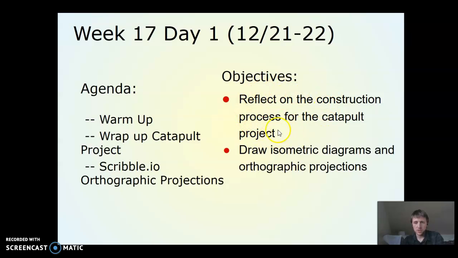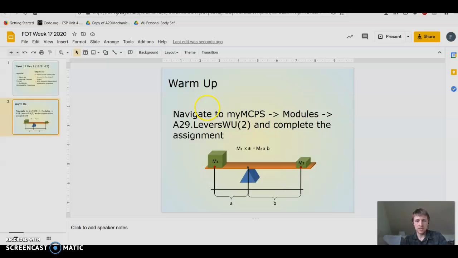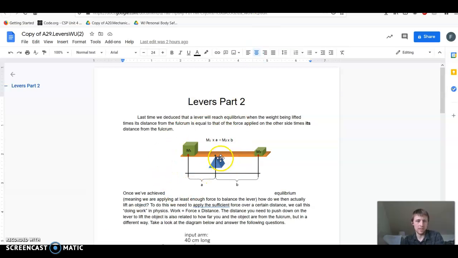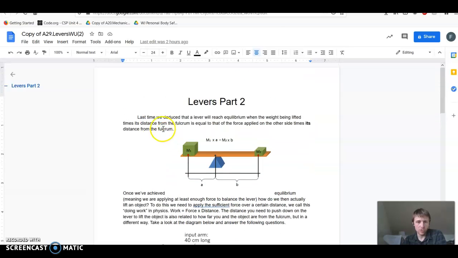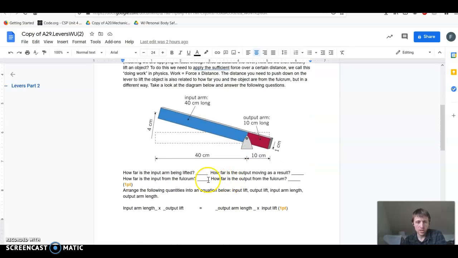My objectives are that you can reflect on the construction process for your catapult project, and you can draw isometric diagrams and orthographic projections. For the warm-up, we have a graded one. Let's take a look at it together. It is posted on MyMCPS and looks like this. So you need to make sure you do this. You should probably read through this carefully, understand what's going on, and then answer the following questions.